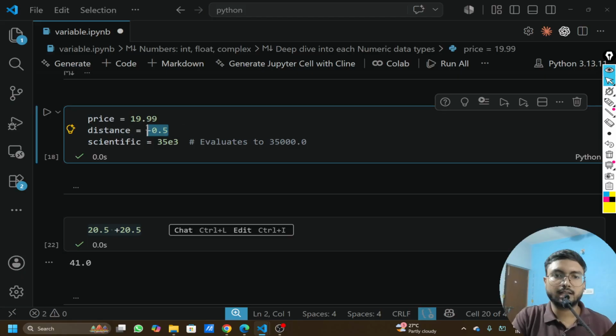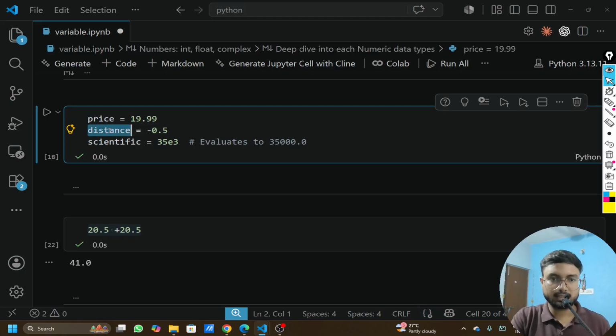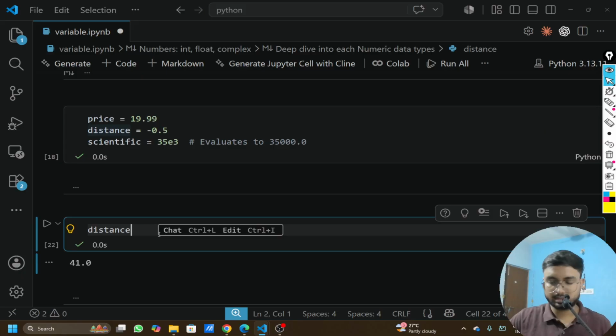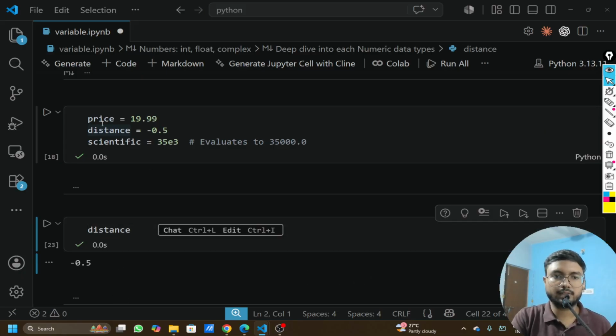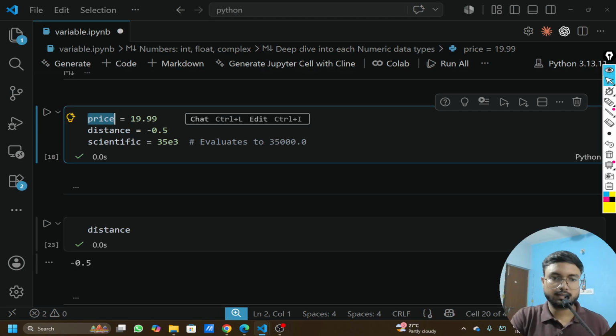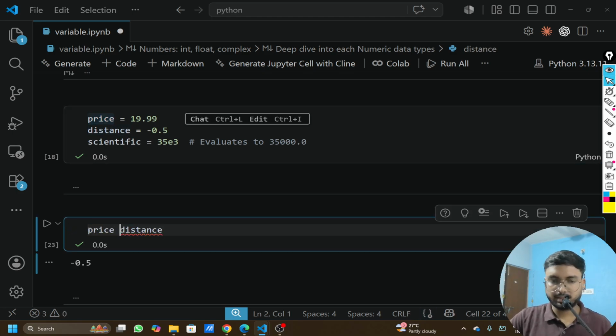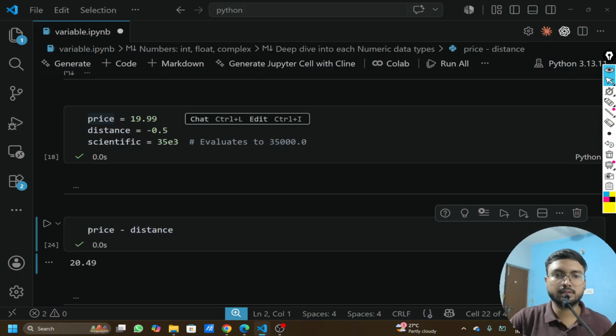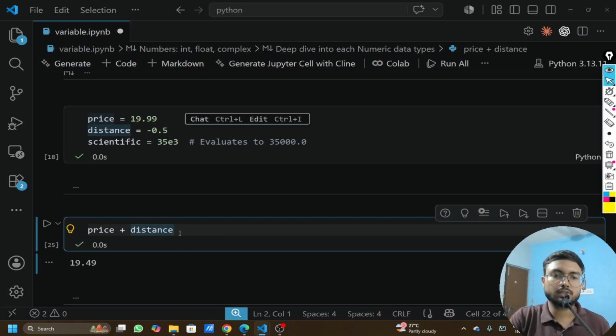Now, let's print distance also and see how distance behaves. So, it is 0.5, and if we subtract distance from price, we'll get something around 19.49. Since the distance is negative, it will add up, and if we just add this, then it will subtract. So yeah, this is also working fine.